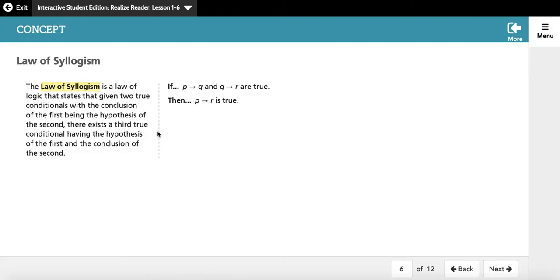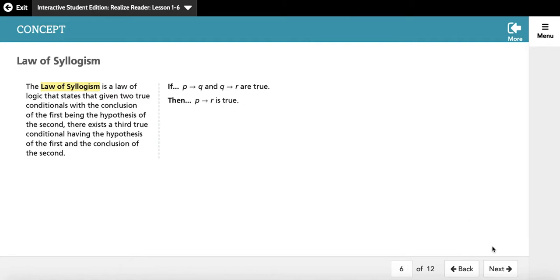This is a law of logic that states that given two conditionals, with the conclusion of the first being the hypothesis of the second, there exists a third true conditional having the hypothesis of the first and the conclusion of the second. For example, if we have the statement if P then Q, and we have another conditional which is if Q then R, and those are both true, then we can skip over the Q and go from if P then R is true.